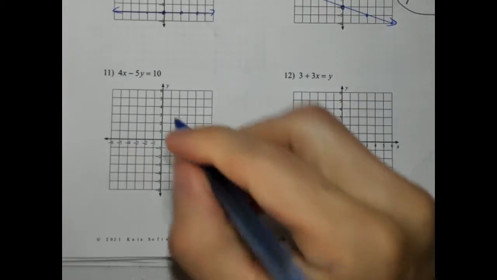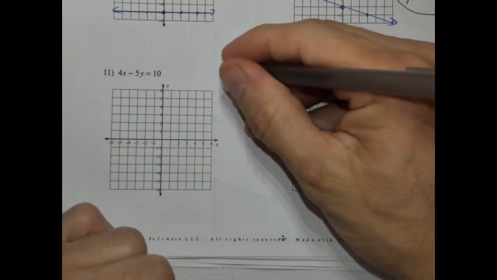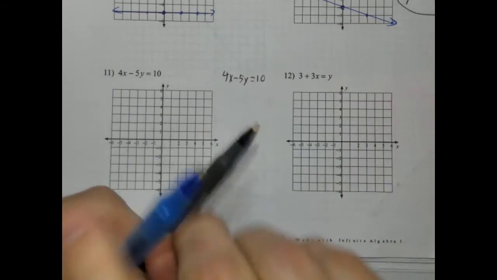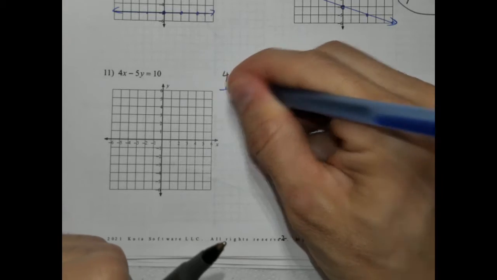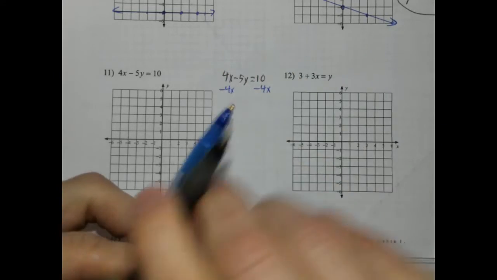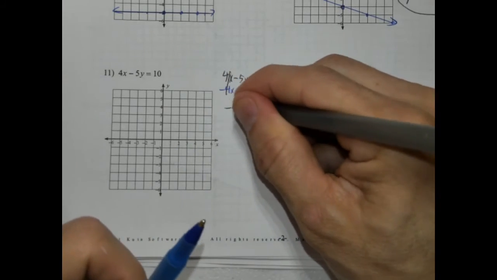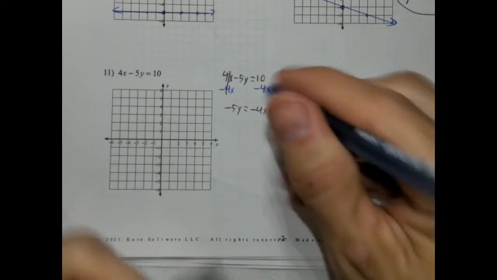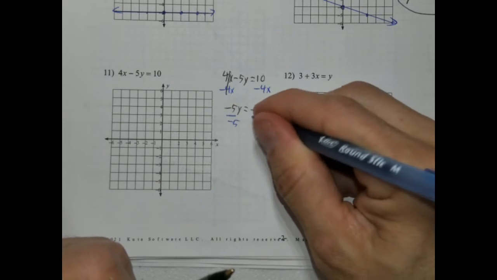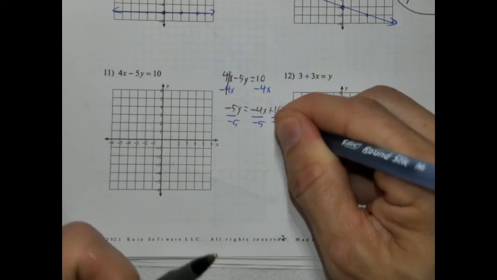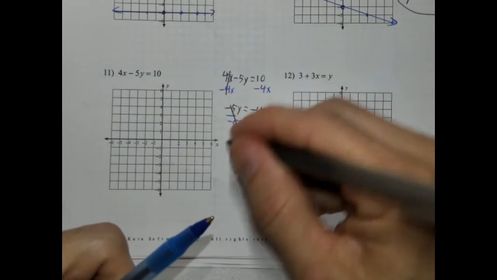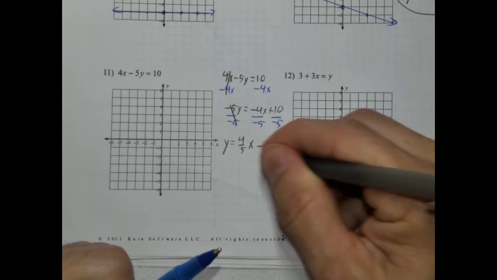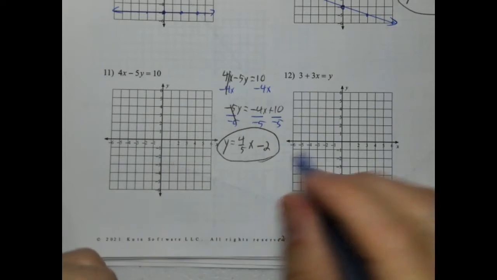And then here, let's rewrite this equation. 4x minus 5y equals 10. We're going to subtract 4x from both sides. Negative 5y equals negative 4x plus 10. Divide everything by the coefficient. Y equals 4/5 x minus 2. Negative 2 is our y-intercept.